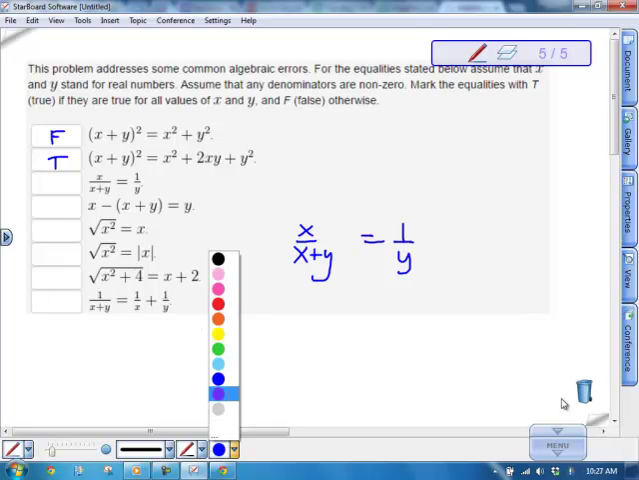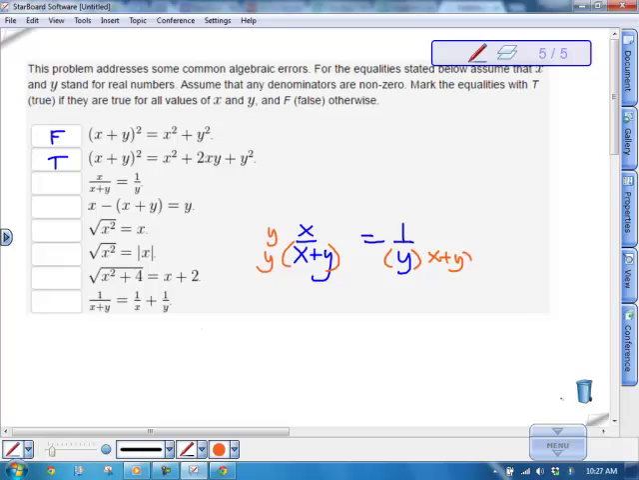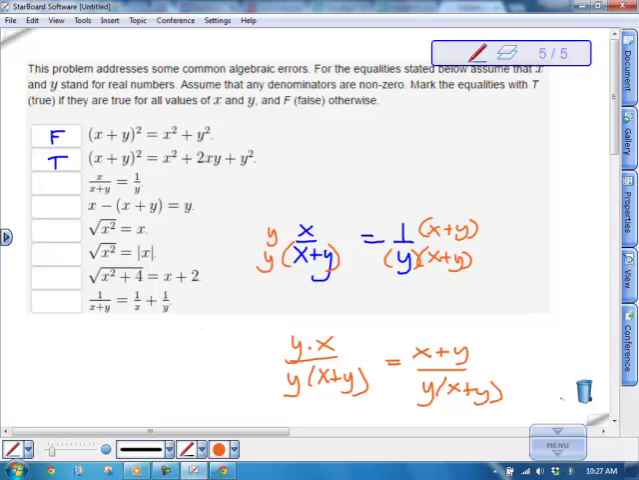So I'm going to multiply the top and the bottom of this fraction by y. And I'm going to multiply the top and the bottom of this fraction by x plus y. Because then I'll have the same thing. You can multiply the top and the bottom of a fraction by a number, and that doesn't change the fraction. That gives me y times x over y times x plus y, and on the right side, it gives me x plus y over y times x plus y. Now, y times x and x plus y are not always the same. So this is not true. So it's going to be false.